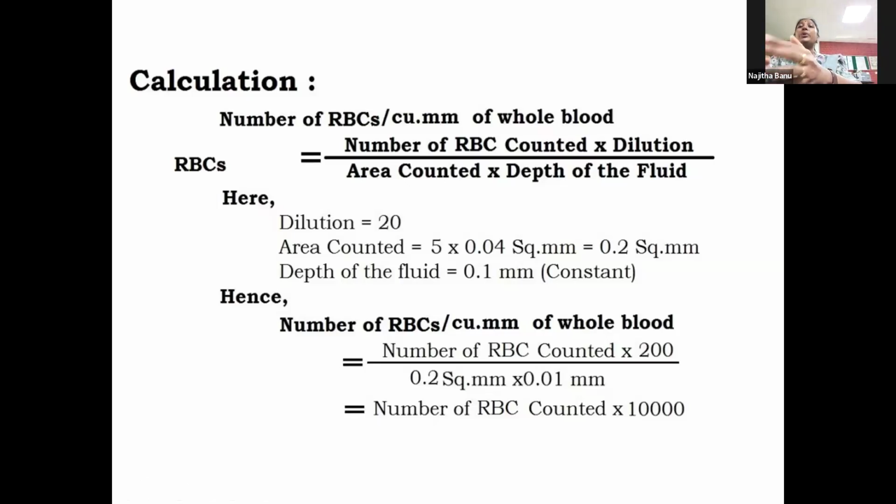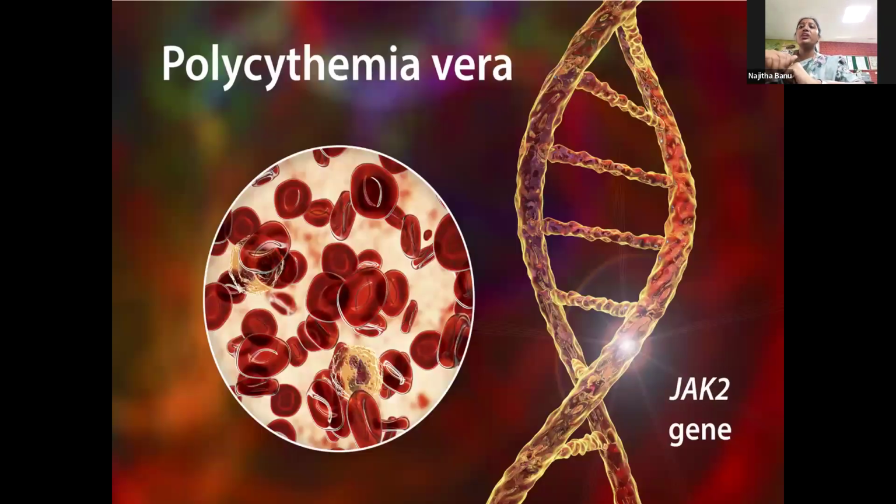If it goes below 4 million, like 3.5, that is a condition of anemia. But sometimes the cells are produced in larger numbers, more than 5.4. So what is the condition? If it is more than 5.5, it is a condition of polycythemia.